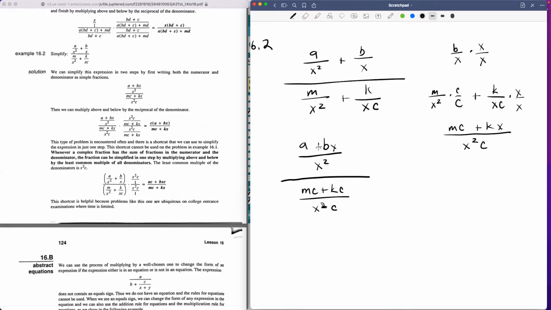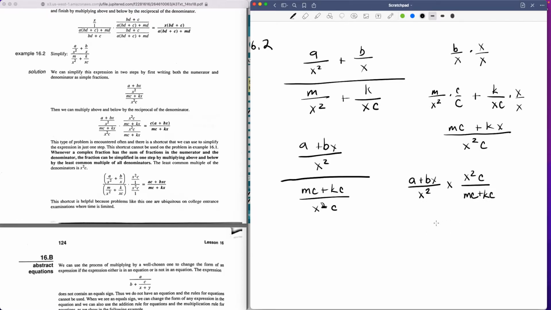Now that I have a fraction divided by a fraction, I can keep it, change it, flip it. So I'm going to keep the first fraction. I'm going to change the sign of division to multiplication. And then I'm going to flip this fraction. So it's going to be x squared c over mc plus kc.